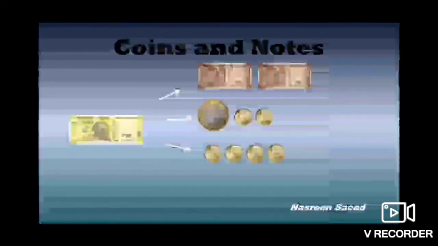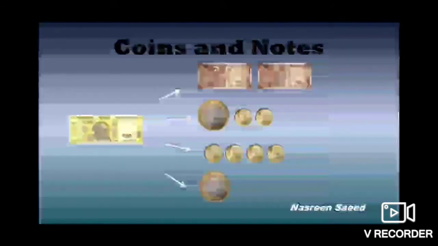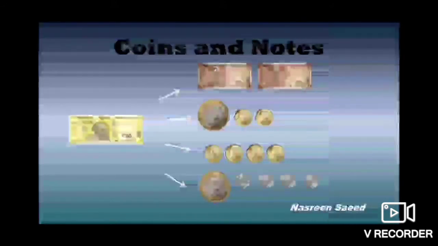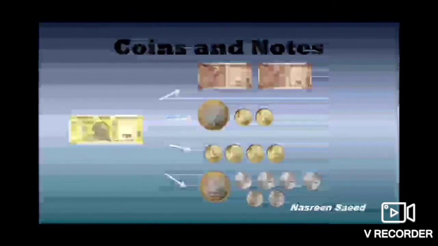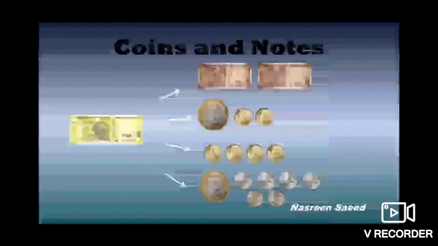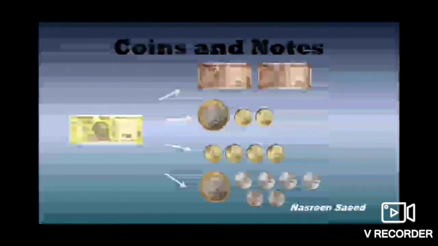Then I can have 4 5 rupees coins, that is also 20. 1 10 rupee coin and 4 2 rupees coins, that is how much? 8 rupees, that is 18 rupees. And 2 1 rupee coins, that becomes 20. So I can bifurcate a 20 rupees note into a number of ways.